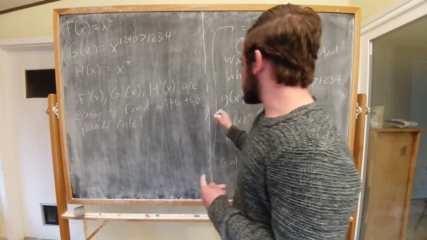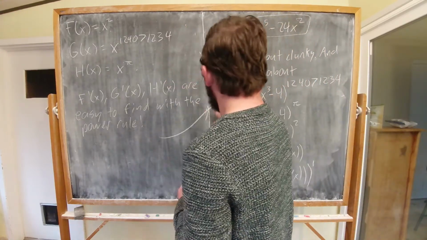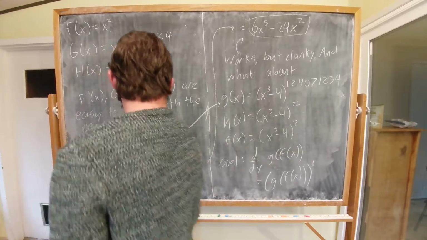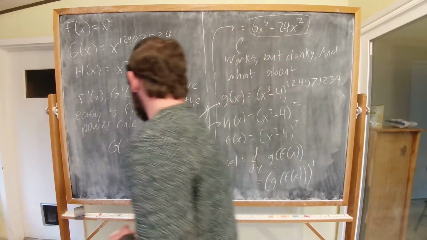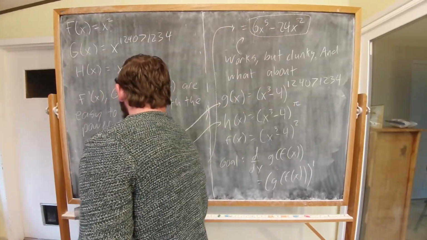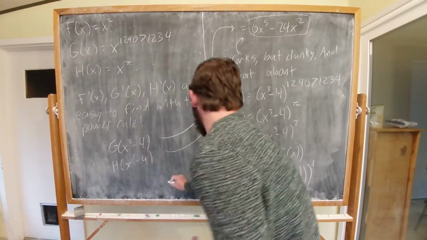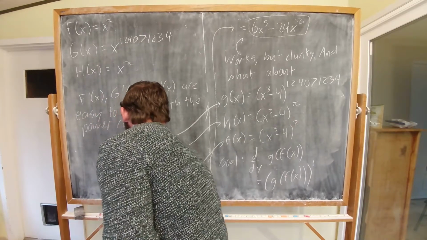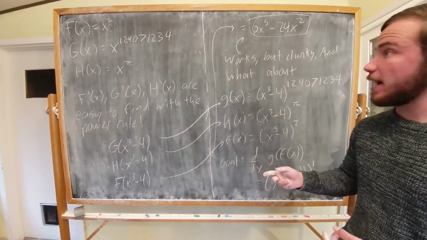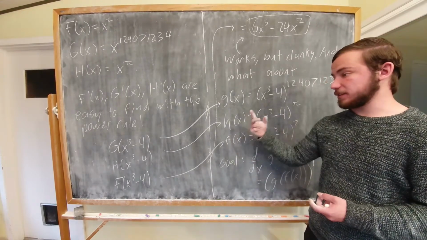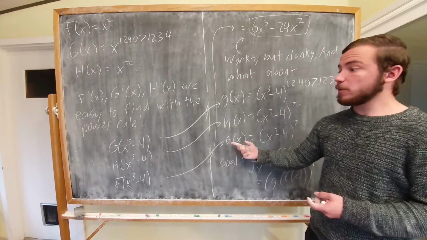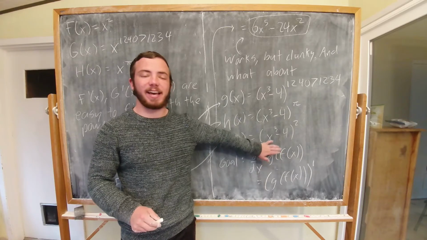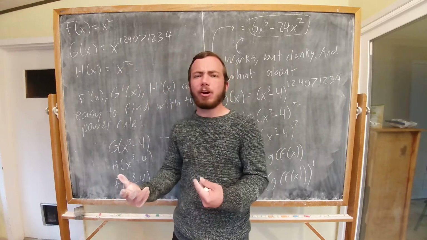Because really, right, g of x is just g of x cubed minus 4. H of x is h of x cubed minus 4. And f of x, little f of x, is capital F of x cubed minus 4. Right? So when we try to find little g prime of x, little h prime of x, and little f prime of x, we really want the derivatives of these things. Okay, the derivative of something that looks like this. So how can we go about doing that?